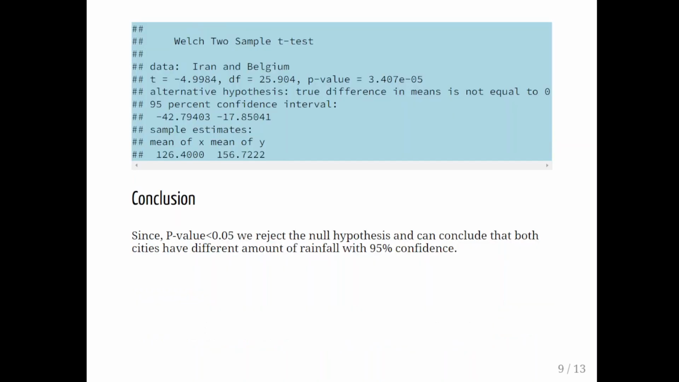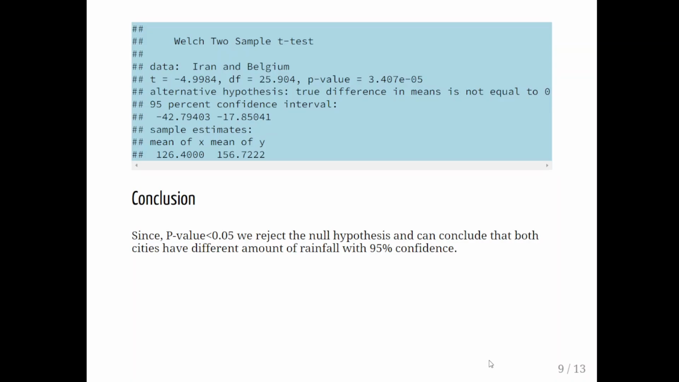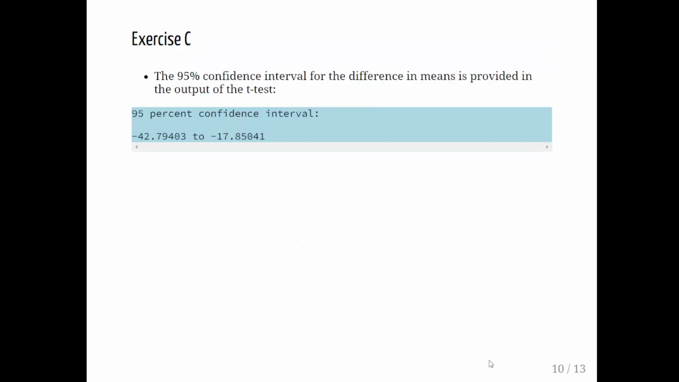So just to highlight the 95% confidence interval, because it is the answer to exercise C, just notice it in there right in the middle, okay, minus 42.8 to minus 17.8, allowing for rounding. So there we have it there. The 95% confidence interval for the difference in means is provided here in this output. Okay, that's just zeroing in on where it is. But there we have it there in the test, and this is what I specifically want you to find.